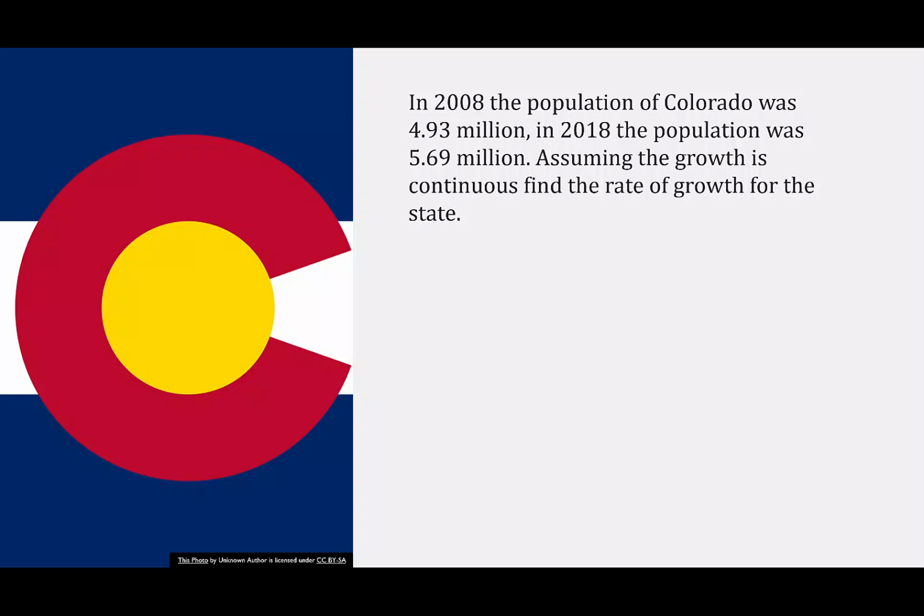Our next problem says, in 2008, the population of Colorado was 4.93 million. In 2018, the population was 5.69 million. Assuming the growth rate is continuous, find the rate of growth for the state. We're going to approach this problem as 4.93 being our initial amount. We want to find the rate of growth for the state. Our time is the number of years between 2008 and 2018, and our future amount is 5.69 million. We need to solve the equation 5.69 equals 4.93 e to the k times 10.